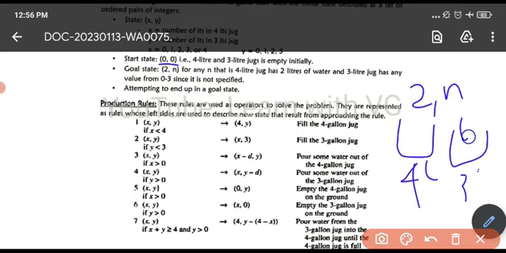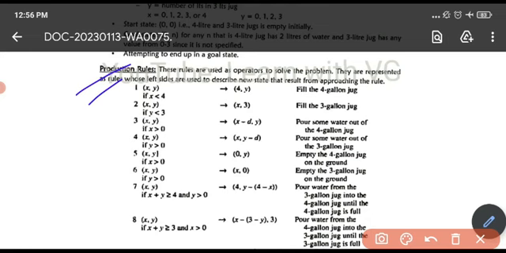Now next, coming to the production rules. This is very important. If you don't know these production rules, don't try to attempt this question at all. If you write these production rules, only then will you get full marks. Why do we need them? I explained the steps: first you fill this and fill this, etc. So the set of rules is explained here.